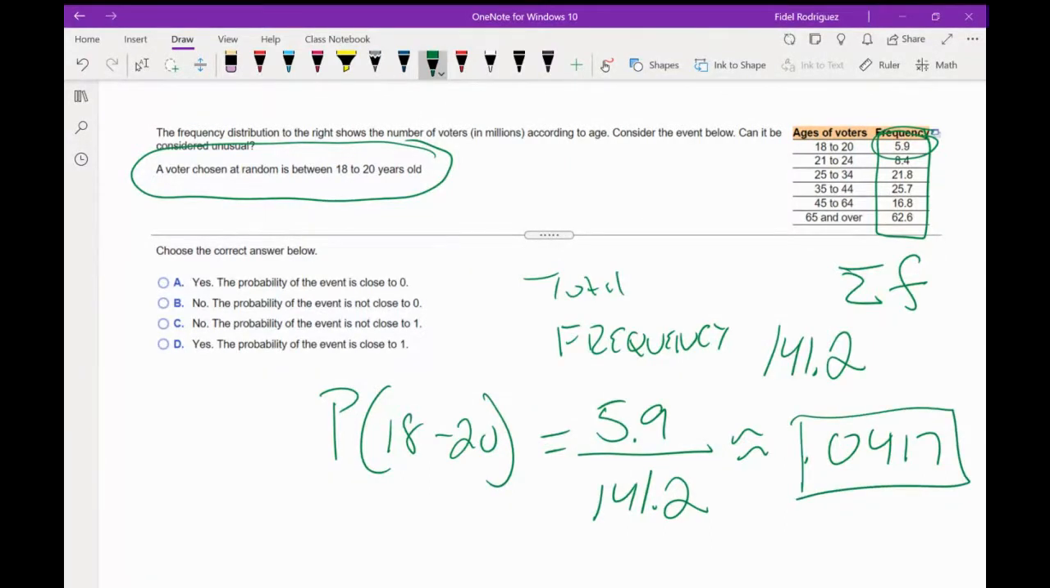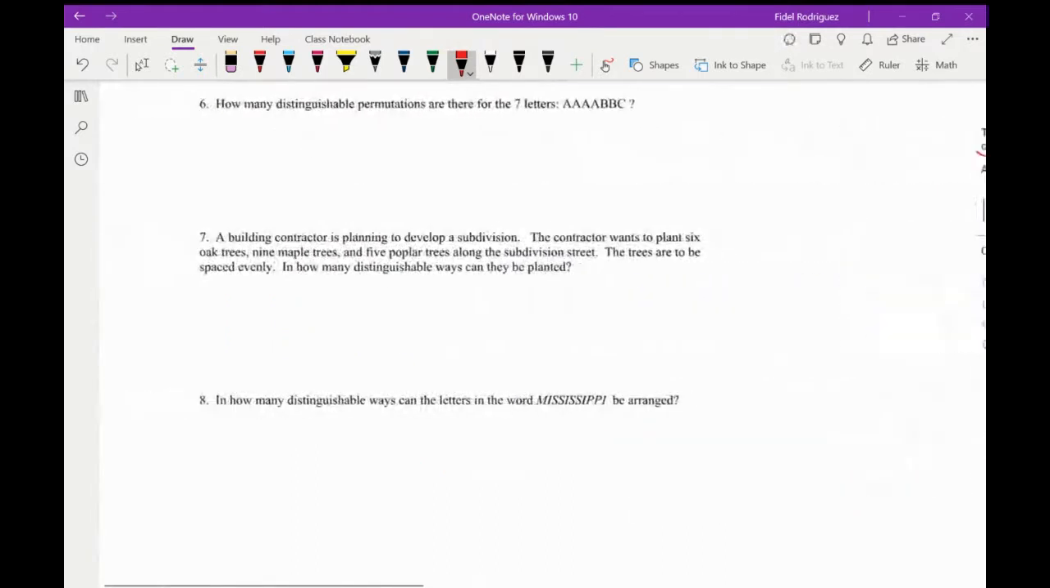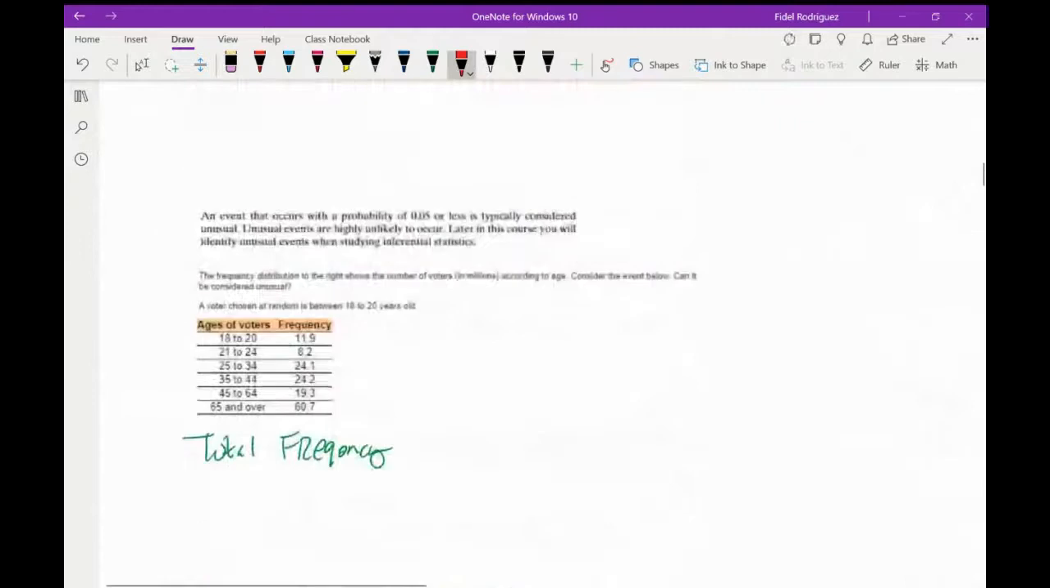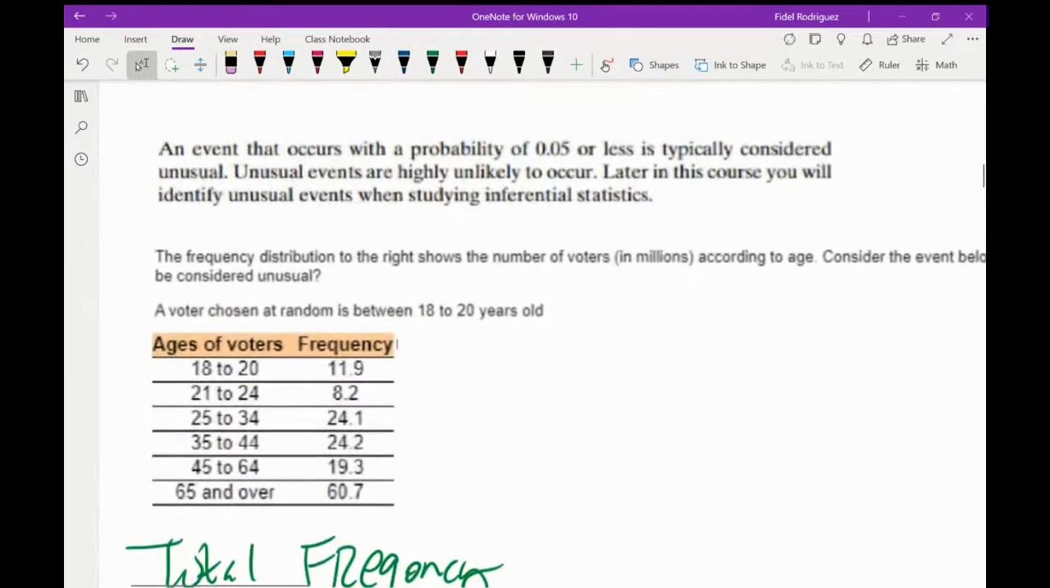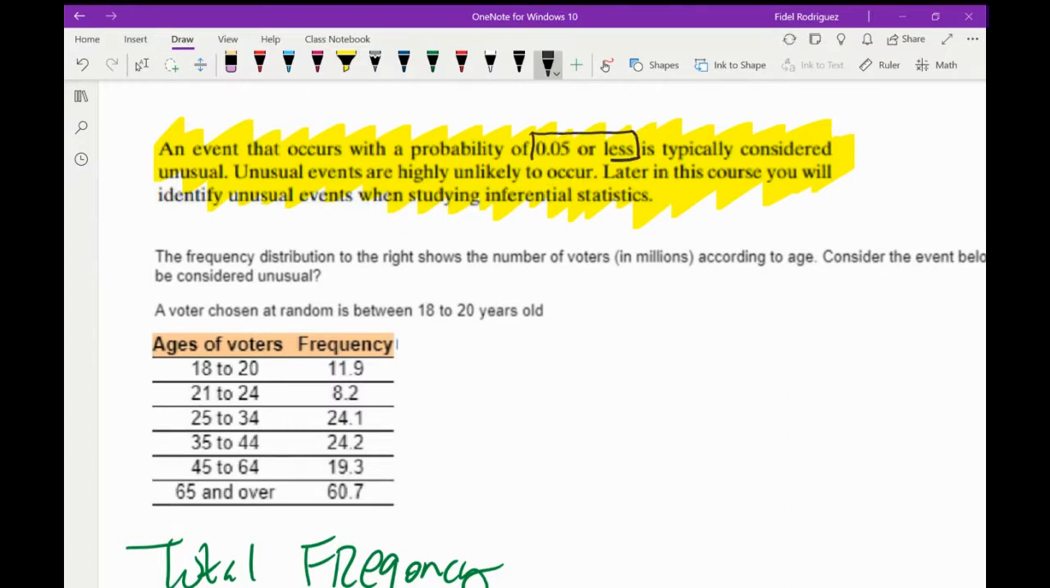Now the question is asking, can it be considered unusual? To figure that out, I'm going to go back and reference my notes from 3.1. It says right here, an event that occurs with a probability of 0.05 or less is typically considered unusual. Unusual events are highly unlikely to occur. So if I come up with a number that's 0.05 or less, then it is considered highly unlikely.